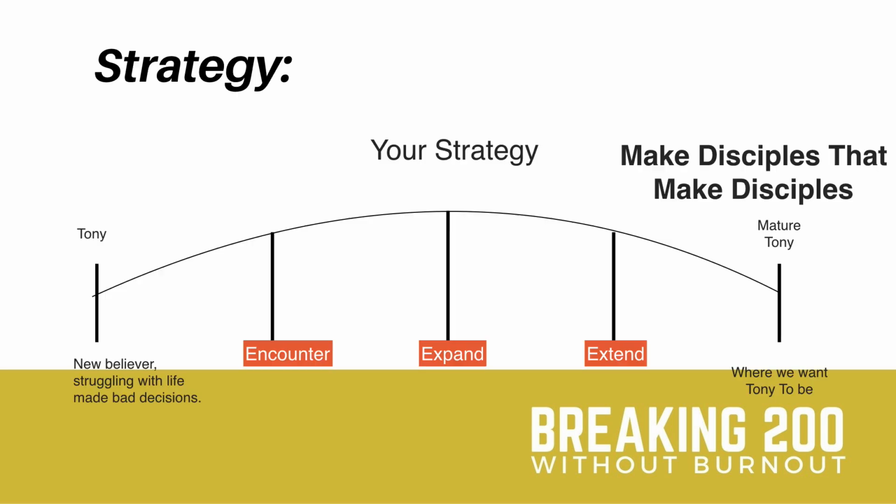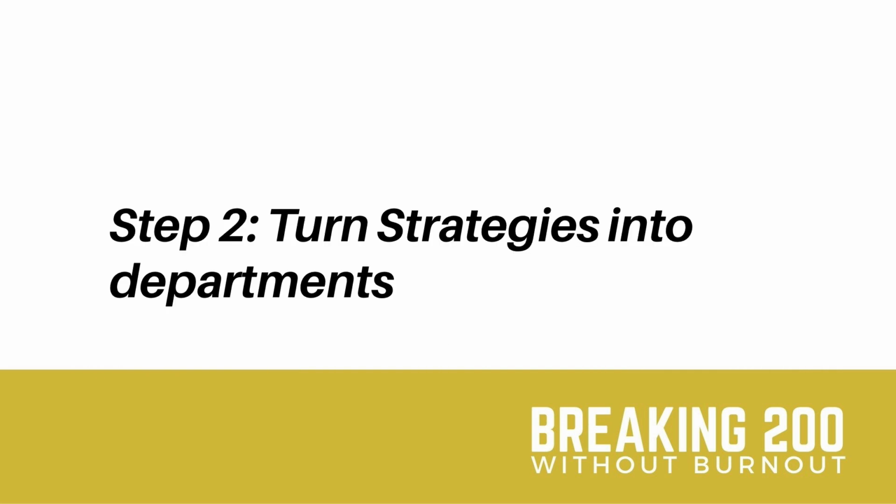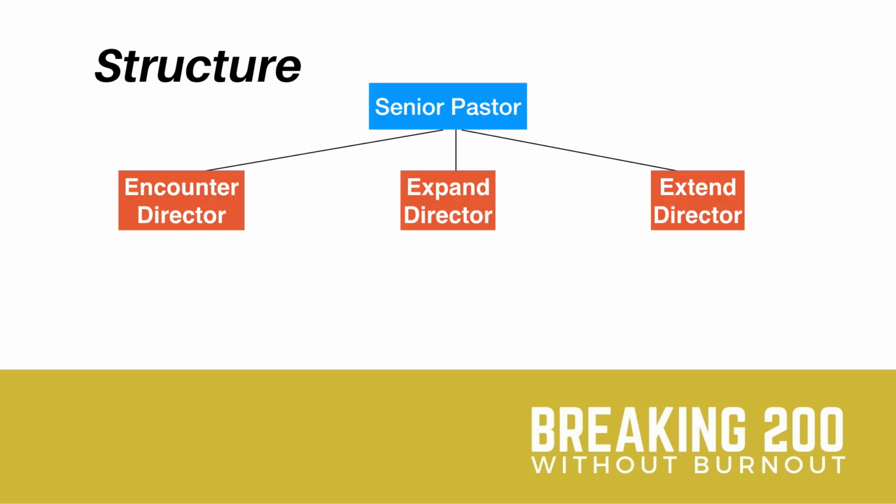So step 1, list your strategy steps. We talked about this in the last lesson, coming up with the strategy. So you just write them down. Whatever your strategy was from the previous lesson, you just want to write it down. Step 2, we turn them into departments. So again, encounter, expand, extend. We're just creating them as departments.